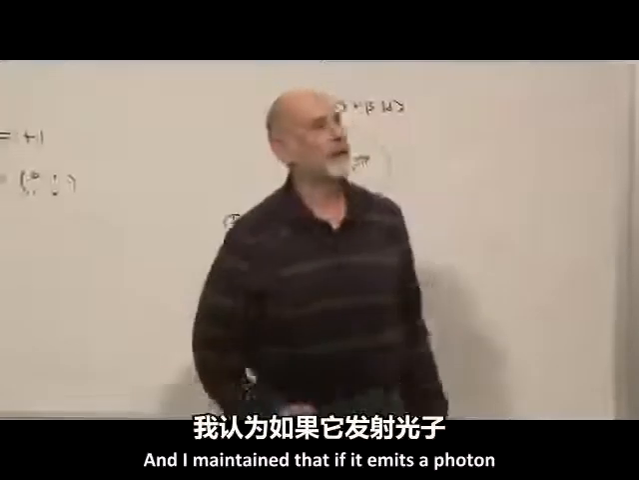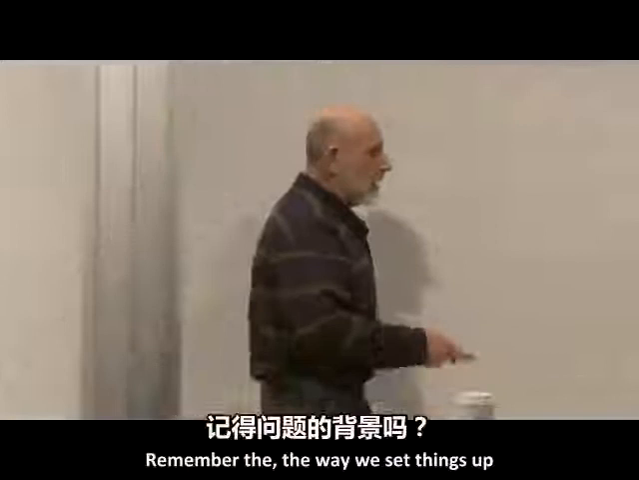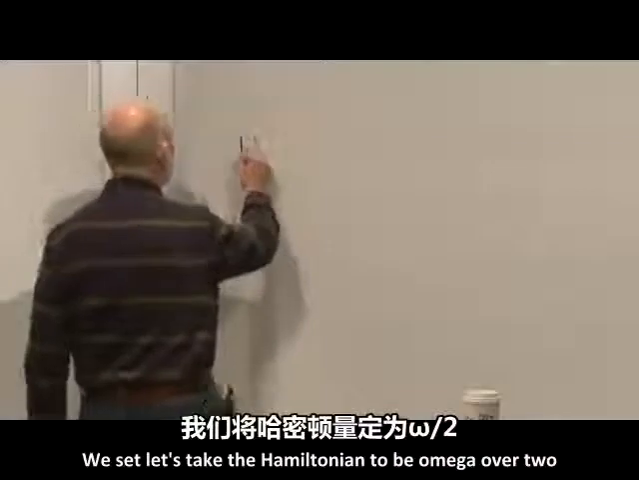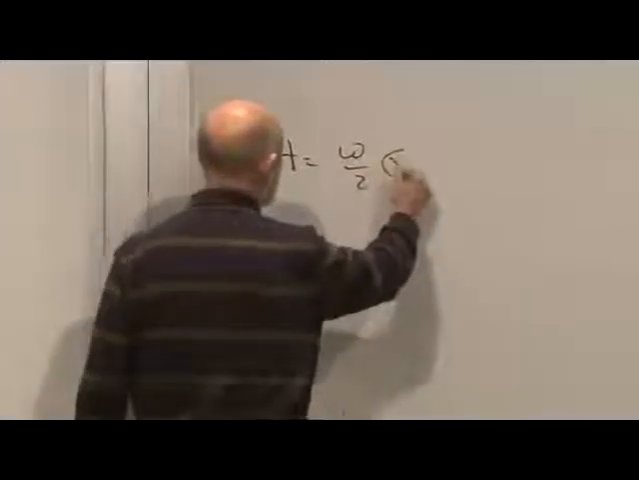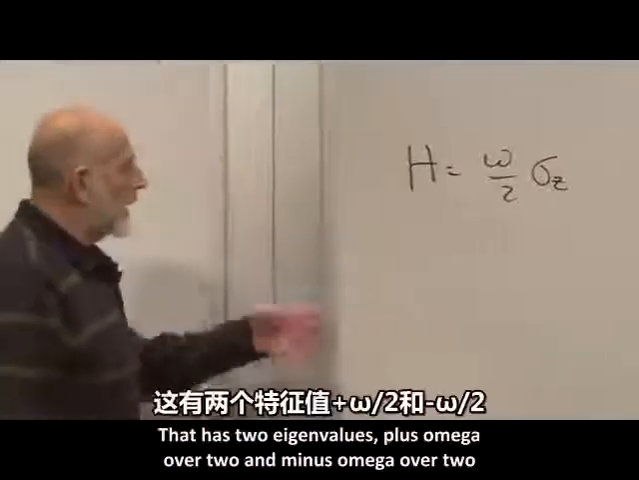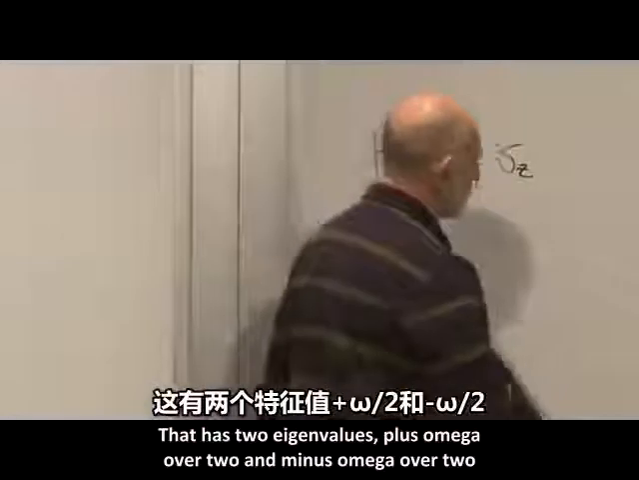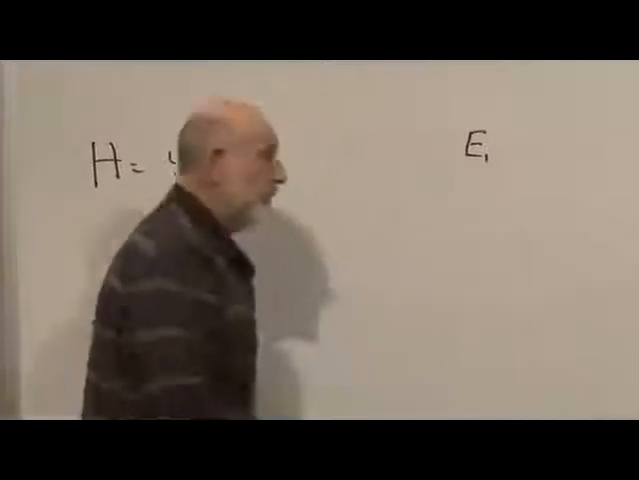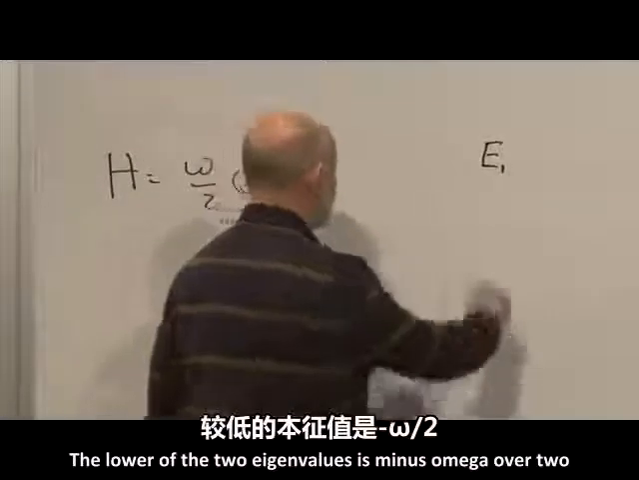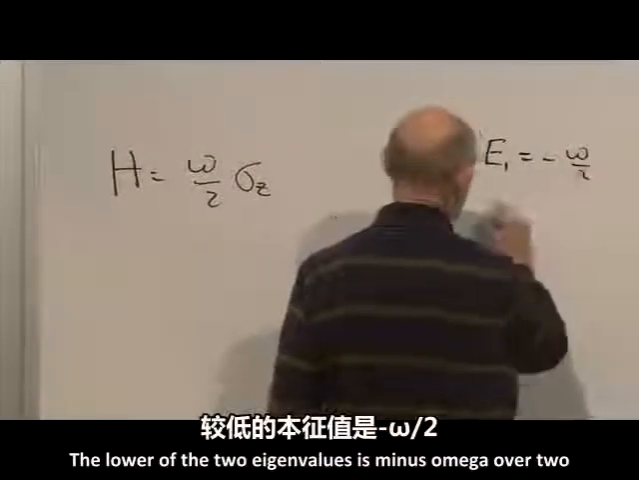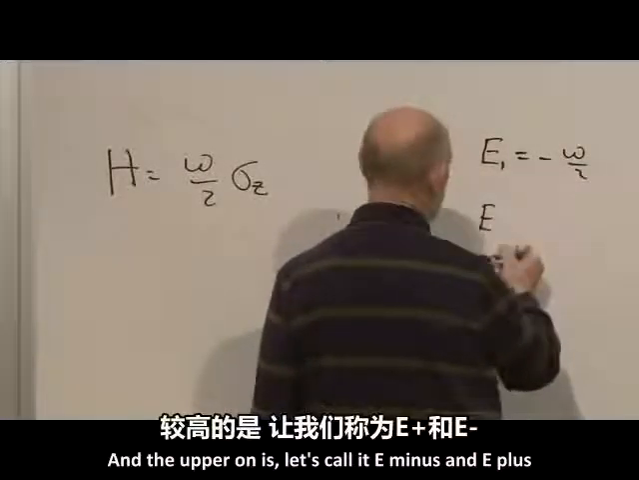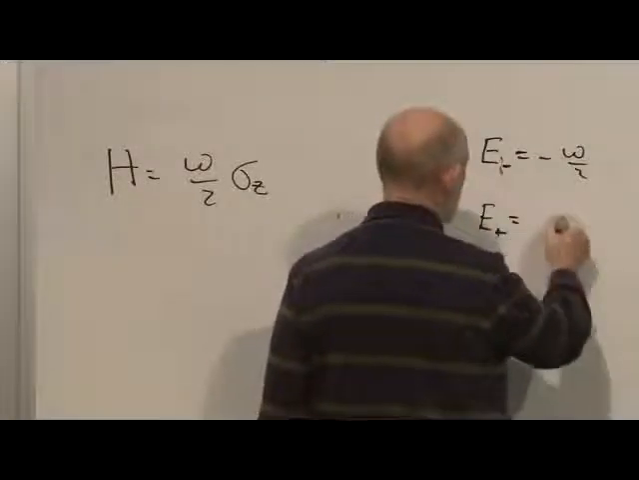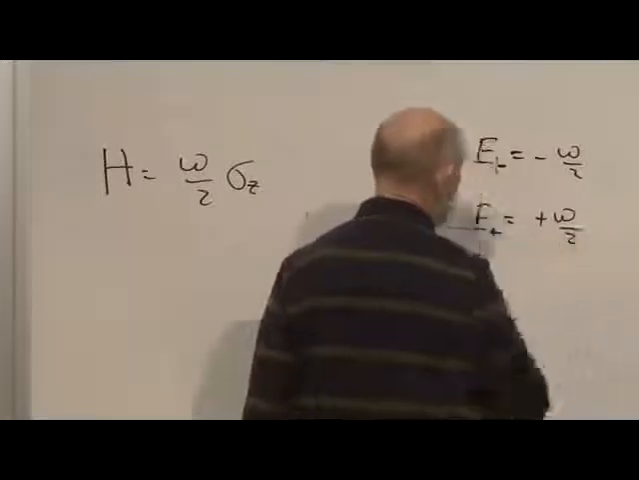And I maintained that if it emits a photon, remember the way we set things up, we said let's take the Hamiltonian to be omega over 2 sigma z. That has two eigenvalues, plus omega over 2 and minus omega over 2. The lower of the two eigenvalues is minus omega over 2, and the upper one, we could call this E minus, and E plus is plus omega over 2. So there are two energy levels.